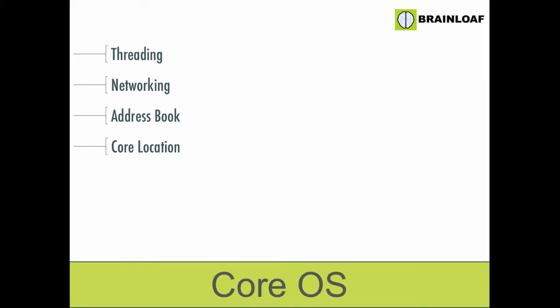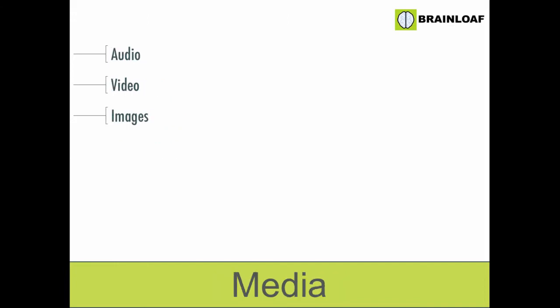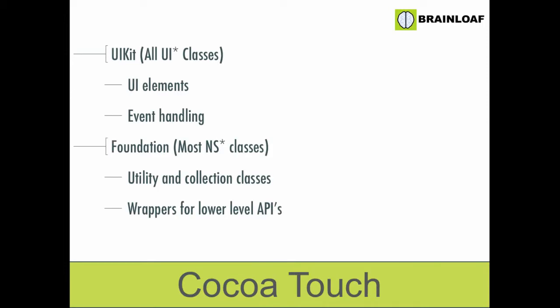So again, Core OS comprises threading, networking, the address book functionality, core location, geolocation. These are all low-level programming pieces. Next is the media layer that deals with audio, video, and images. And then Cocoa Touch is what makes up the user interface and the iOS-specific information.